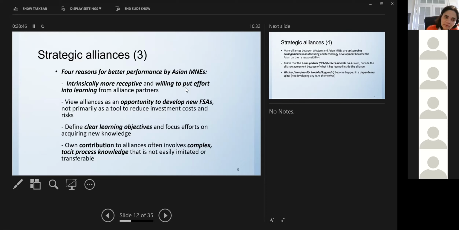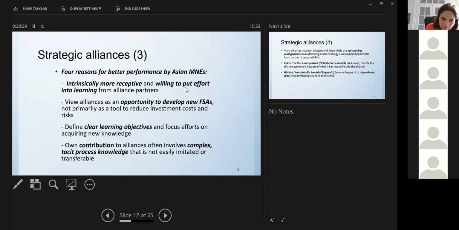The second explanation could be that the Asian companies viewed alliances more as an opportunity to develop new firm-specific advantage. They said, okay, we want to team up with the Western partner to improve our research capabilities, not so much to reduce the investment cost, but to develop something. And the third is clear, of course, that they maybe had more clear objectives. What do we want to get out of it? That's very important for a company to decide and to judge upon before you go into the alliance. What do we want to learn by it?